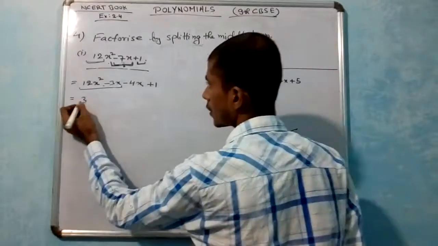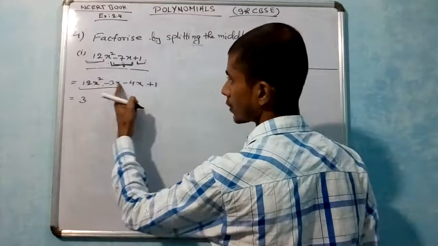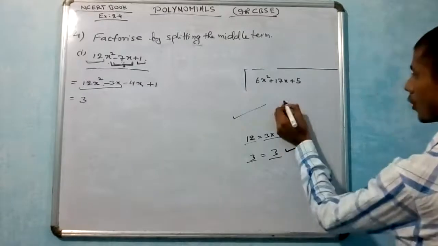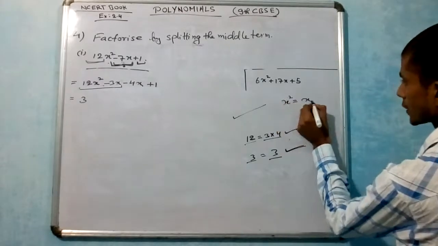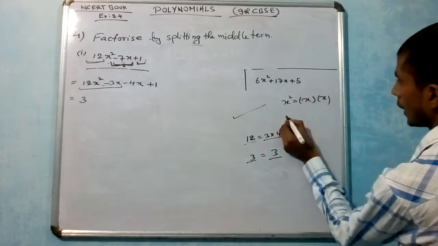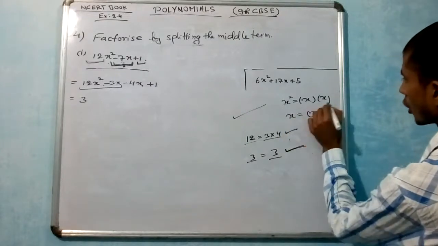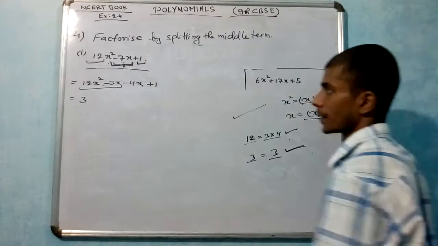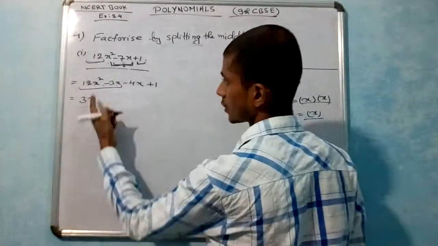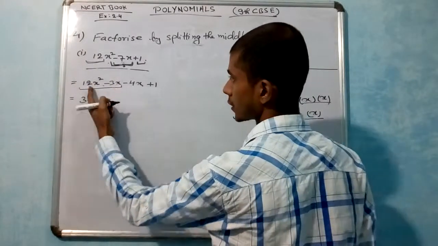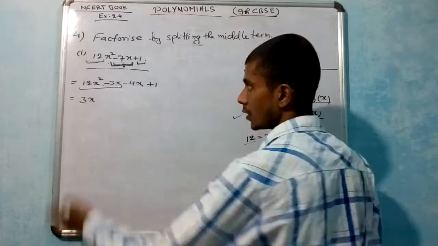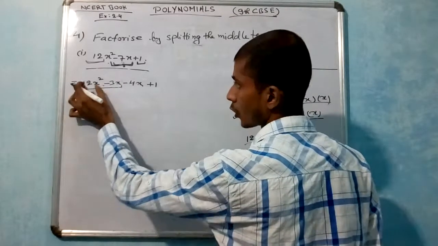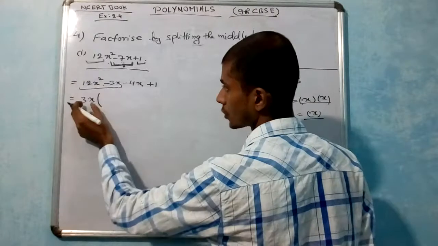3. What is common in x and x square? X square means x into x, and x means x. So what is common in both? 1x. So 3x. So I got 3x is common in both this and this. Got this? Now what I will do? 3x, I told, the common thing we have to take out. So 3x I am taking out.